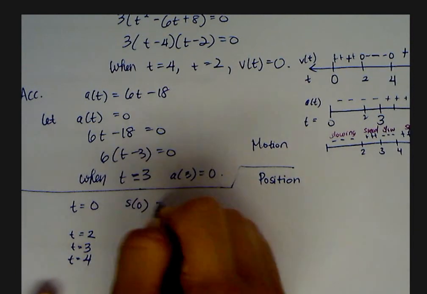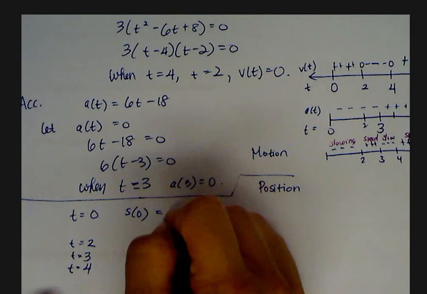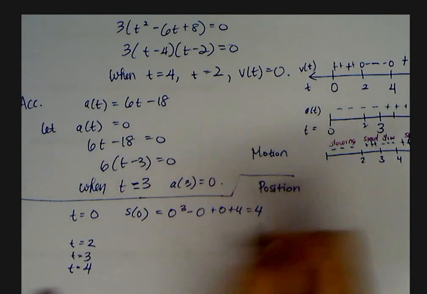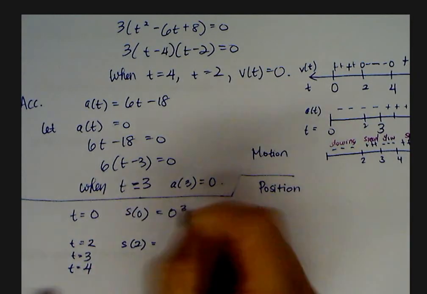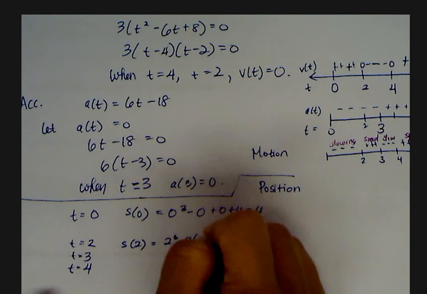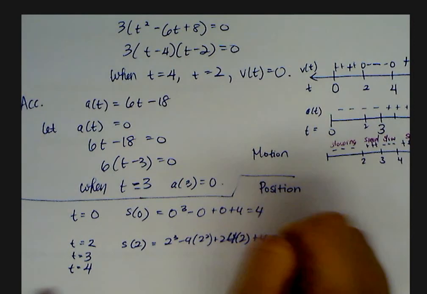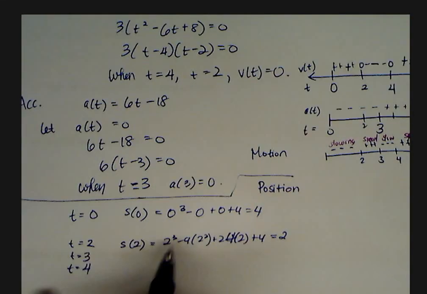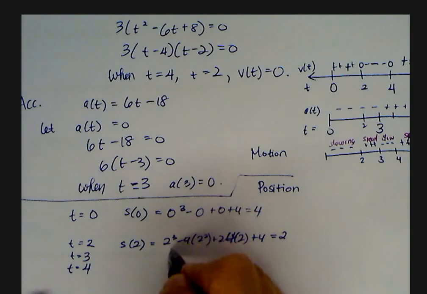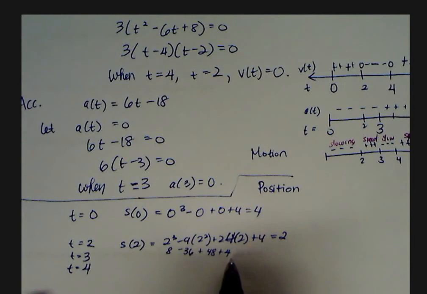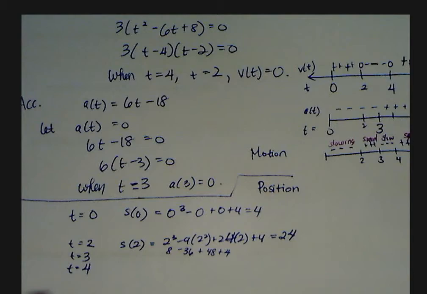So S of 0 is going to be 0 cubed minus 0 plus 0 plus 4. So it starts at 4. S of 2 is going to be 2 cubed minus 9 times 2 squared plus 24 times 2 plus 4. What'd you get? I got negative 20. Whoa. Okay, 8 minus 36 plus 48 plus 4. So that is... It should be 24. Yeah.